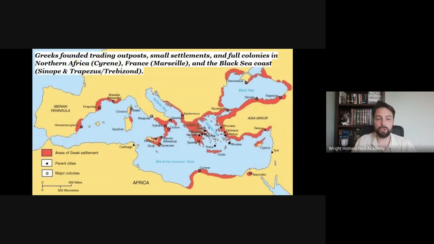So Greeks founded trading outposts, small settlements, and even full-blown colonies in northern Africa, like Cyrene over here, as far as France, so that would be like the city of Marseille, and the Black Sea coast all around here. So for example, Sinope and Trebizond. Very impressive. The Greeks were a very industrious, motivated, exploratory people.